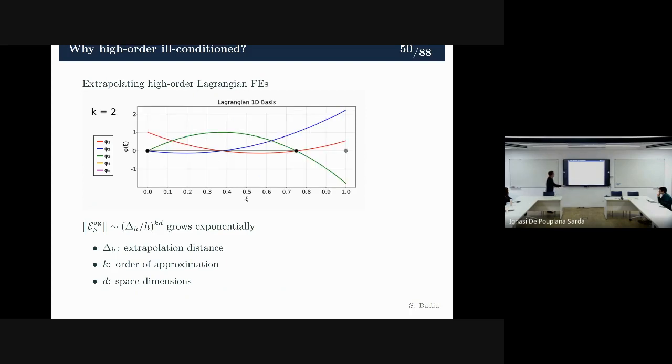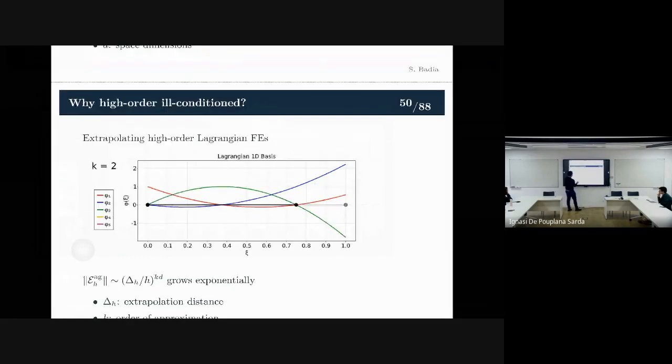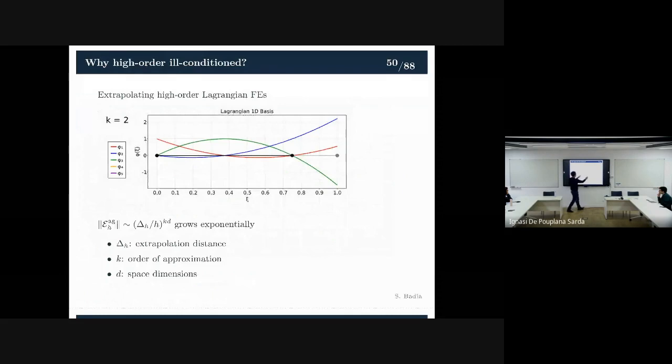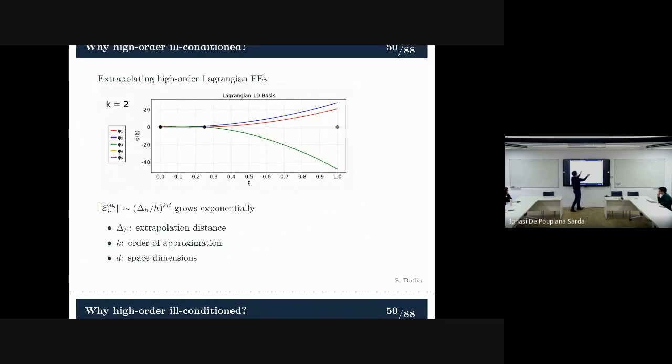So this is for second order. This is my finite element. Let's assume that I want to extend it here. Let me extend this, increasing the extrapolation distance. You can see that the numbers are increasing. For second order, that's not that bad. We will never do that in general, because in most cases our extrapolation is going to be very small.